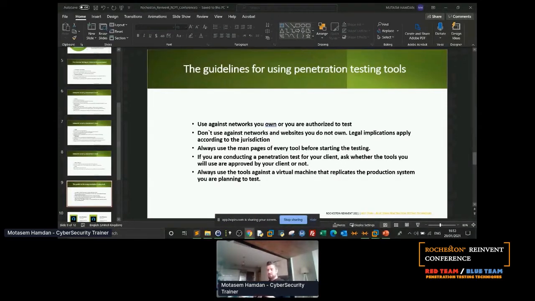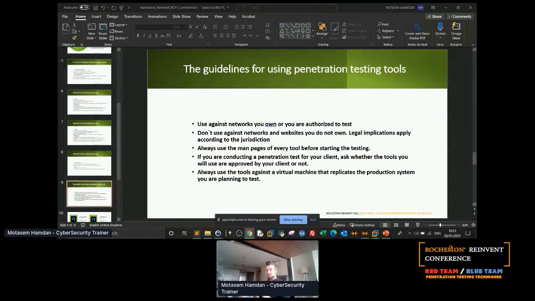Fourth, if you are conducting a pen test for your client, ask whether the tools you will use are approved by your client or not. As I said earlier, guys, every client is different. I had some clients in the healthcare industry who wouldn't allow me to use Nmap. They have some approved tools, and they told me, use this tool, don't use Nmap, don't use Metasploit, stick to these tools. We have a list of the tools we can use. So make sure you are clear with your client about this.